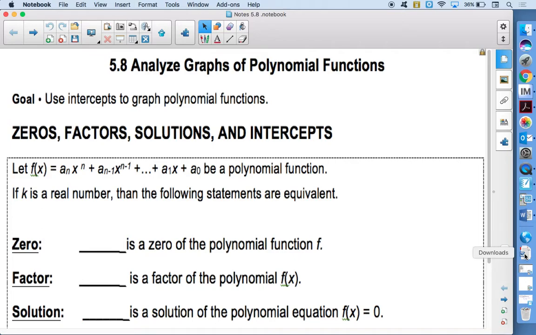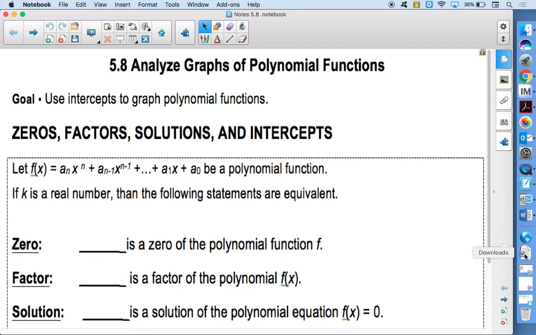So this says that we're going to analyze the graphs of polynomial functions. We're going to talk about a zero, a factor, a solution, and an intercept. Those 4 terms all actually mean this same exact thing. So if you have a zero, a factor, a solution, or an intercept, you're really finding the same information. You're still talking about looking at an x value in the equation.